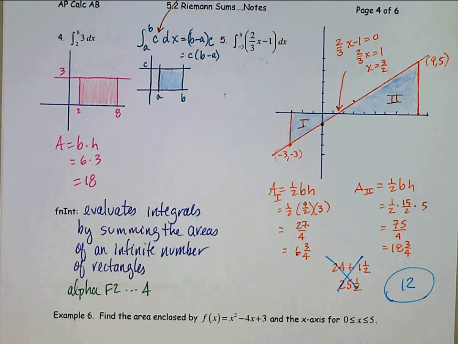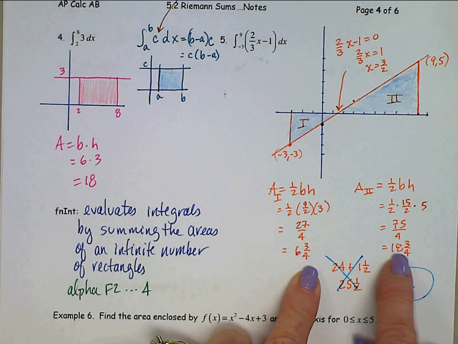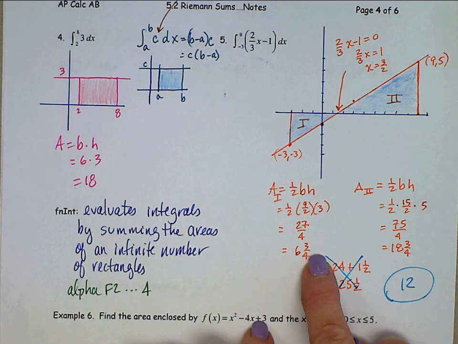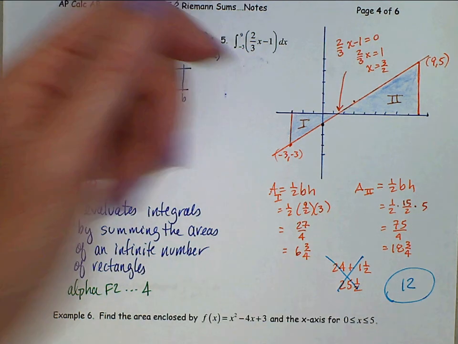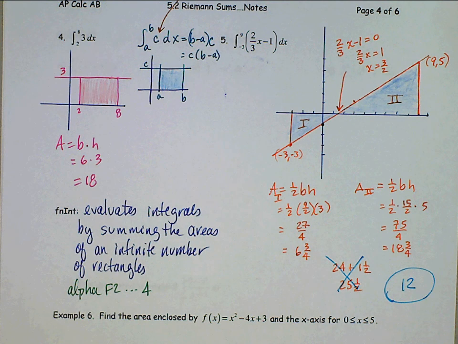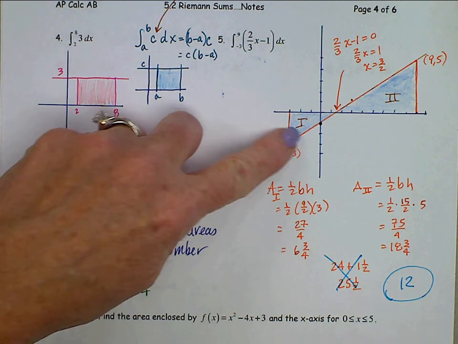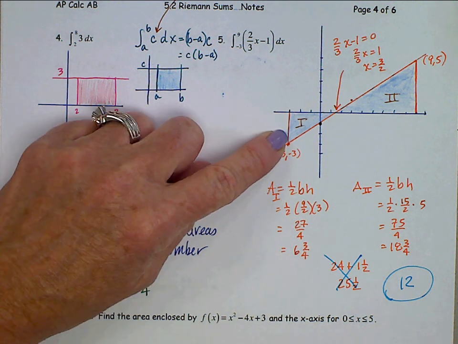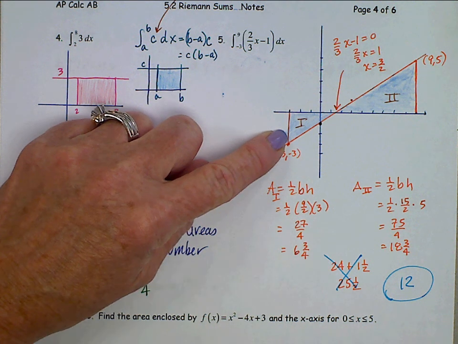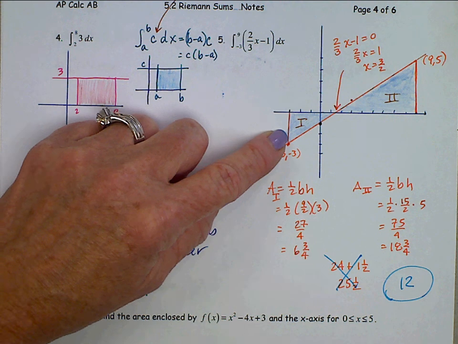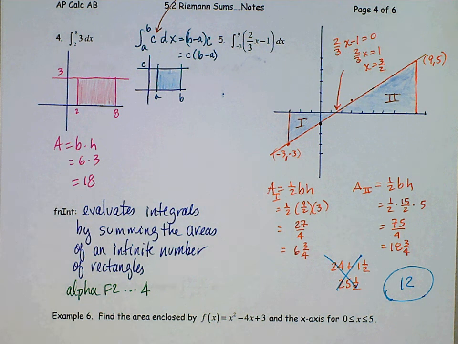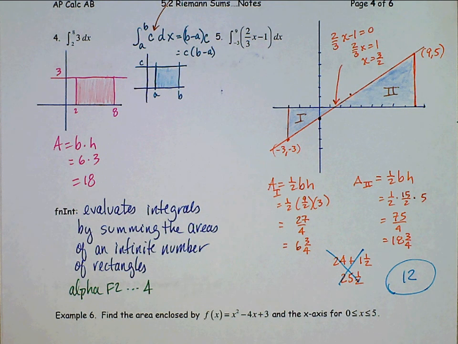And if we look at the two pieces we got, 18 3/4 and a 6 3/4, if we subtract those two, you will get an answer of 12. What happens when we're using area to evaluate an integral is that sections underneath the x-axis are accepted to be negative. So area underneath the x-axis now is accepted to be a negative area.